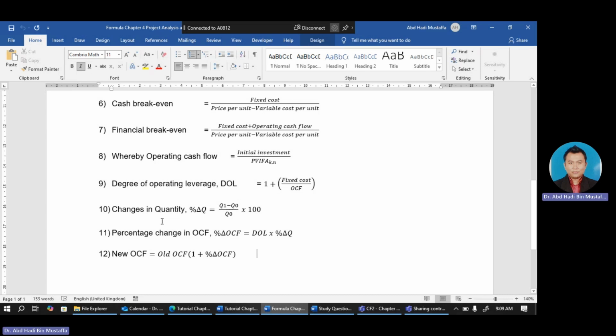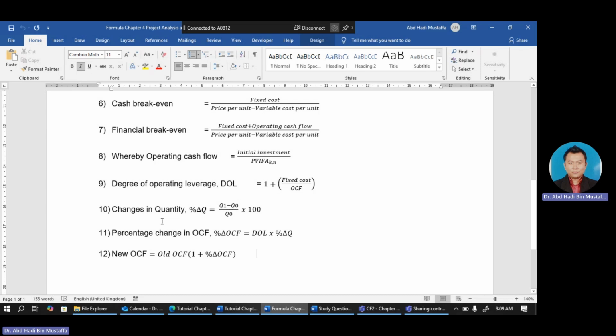Now have a look at question number 7. Output rises to 78,000 units. Meaning that if you look at this question, this is Q0, and this will be Q1. That means the increment from 73,000 units to 78,000 units.